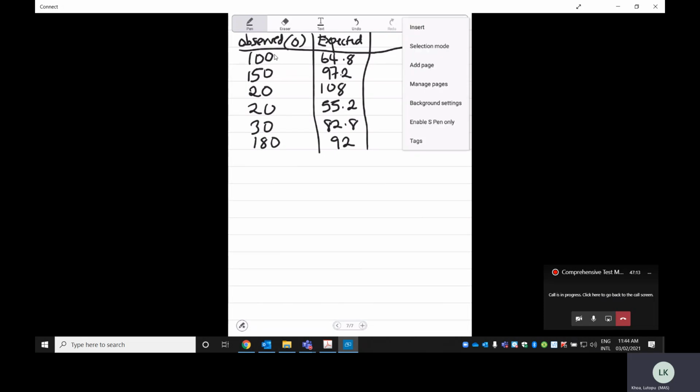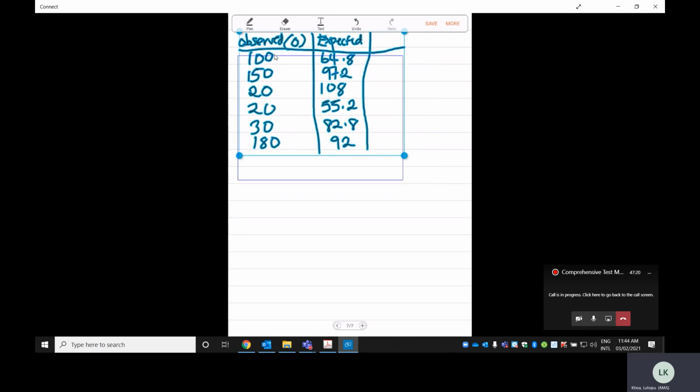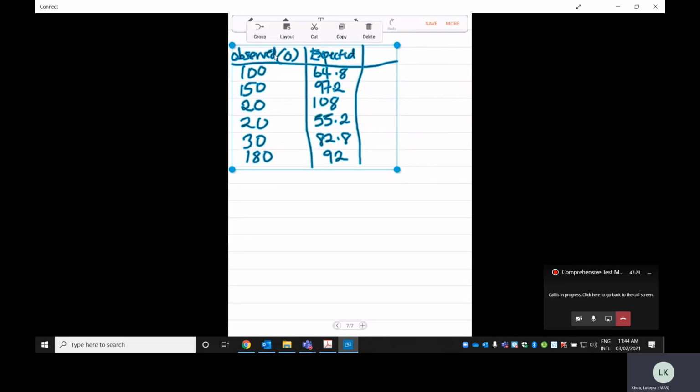And then what we do is work out (O minus E) squared over E. Let me shift my table down. We work out the observed minus the expected, you square this and then divide by the expected. So 100 minus 64.8, you square it, and then you divide by 64.8. So I got 19.